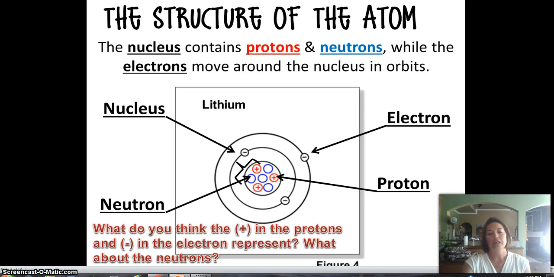What do you think the little positive sign inside the proton, and the little negative sign out here in the electron, represent? Yes, you're right. It is the charge of the particle. Protons have a positive charge, and electrons have a negative charge. But what about the neutron? Do you see a charge in there? That's right, no charge. So neutrons do not have a charge.